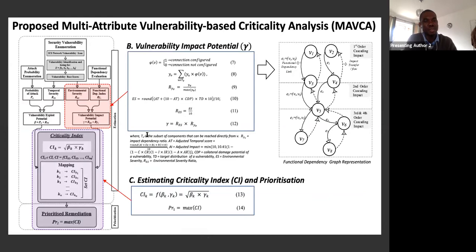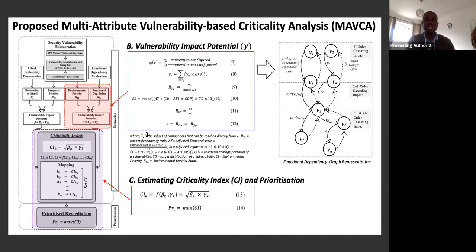And then the other part of it is the vulnerability impact potential. In this case, we look at the environmental severity, also drawn from CVSS, rather than just using the base score. We move deeper down into using the environmental score. And this is combined with what we call the functional dependency index. So this factors in the idea of functional dependency analysis, where we look at the relationship or the dependency of functions within a network, how much a device depends on another device connected to it.